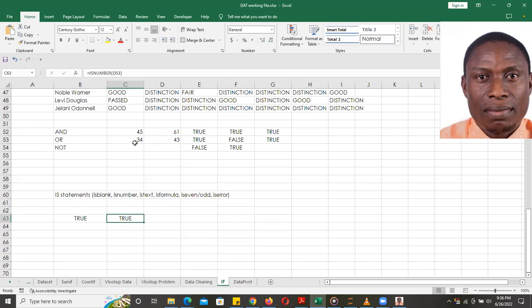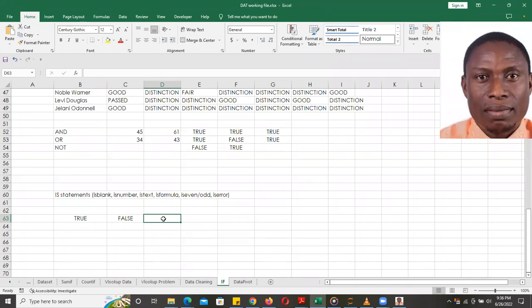That means what this cell contains is a number. So let me change it and check and use this. You can see it's telling me it's false. Definitely it is, because it's not a number. We have a text. So the next one is you want to check if it's a text. So that's how you use all this to check: ISTEXT, ISFORMULA, ISEVEN, ISODD, ISERROR.